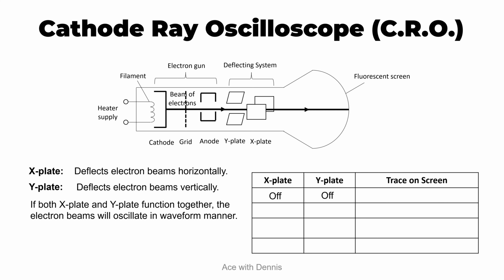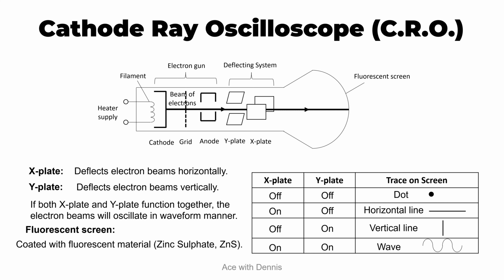If both the X-plate and Y-plate are turned off, we'll see a dot on the screen. If the X-plate is turned on while the Y-plate is turned off, we'll see a horizontal line on the screen. If the X-plate is turned off while the Y-plate is turned on, we'll see a vertical line on the screen. If both the X-plate and Y-plate are turned on, we'll see a waveform on the screen.